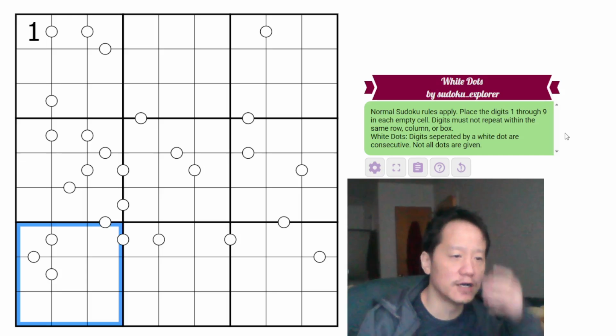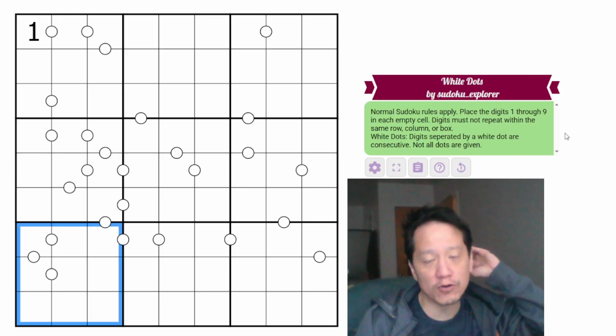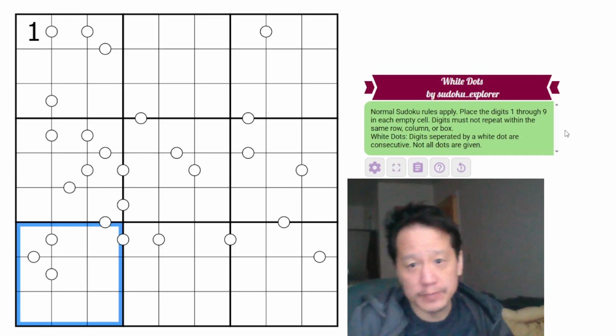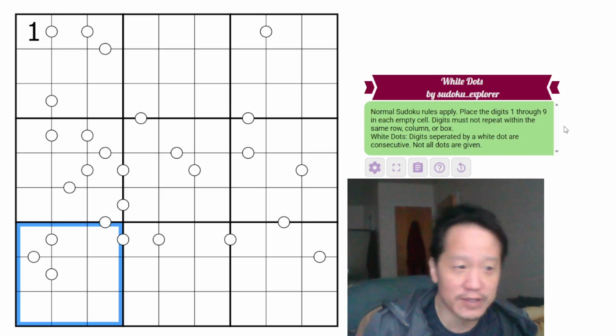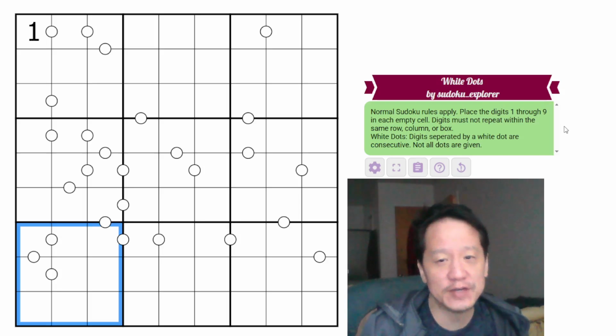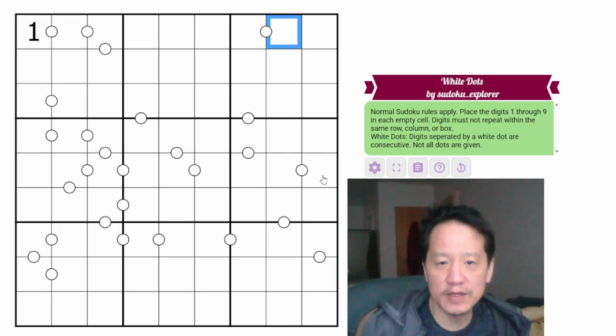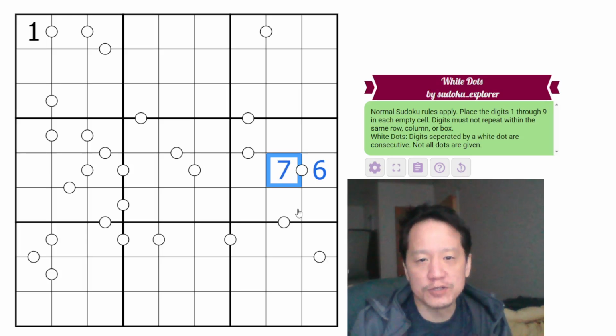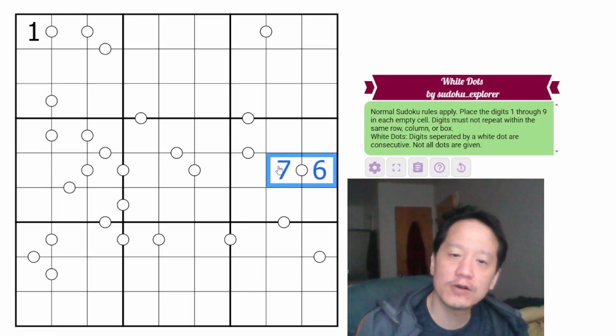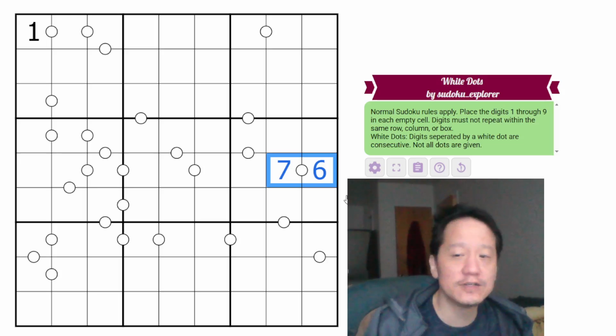These are also called white Kropke dots. I'm not really sure where Kropke comes from, but that's what they've been named, so I follow the convention. As an example, if this were a 6, this would have to be a 5 or a 7, because white Kropke dots separate digits that are consecutive. And those are actually all the rules.